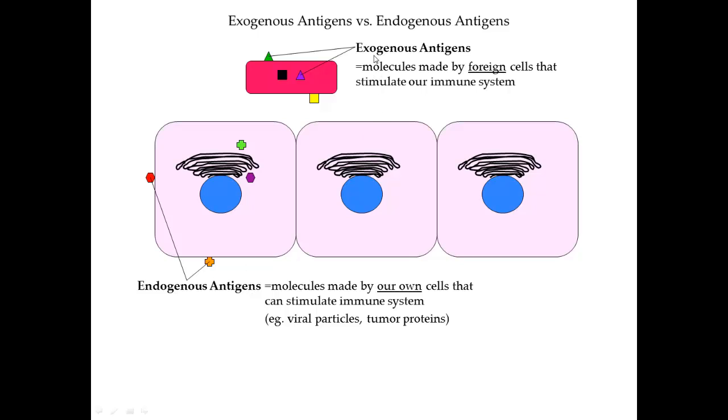The way the host's immune response deals with an exogenous antigen is very different than the way that it deals with an endogenous antigen. So we're going to look at the differences between how the immune system handles these two different types of antigens. And we're going to start by looking at how the immune system responds to exogenous antigens.